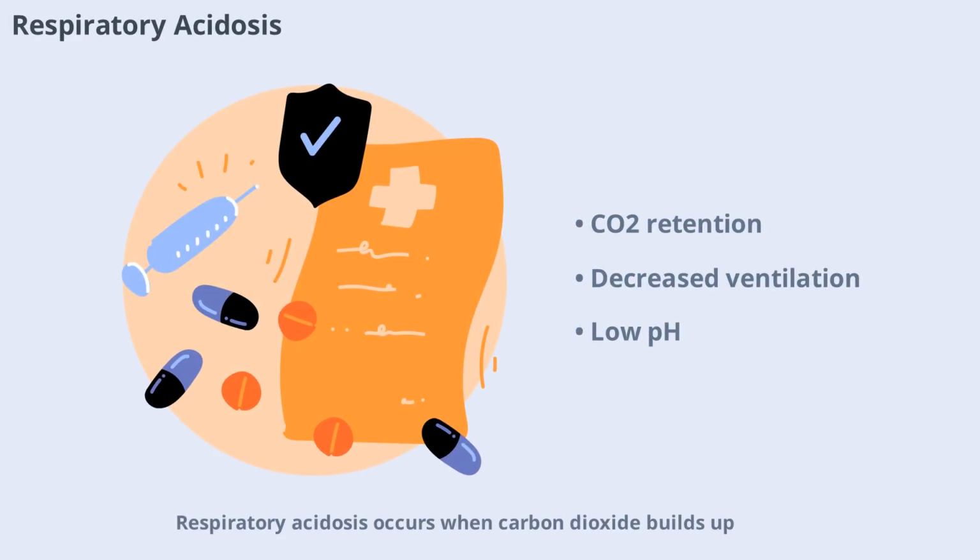Respiratory acidosis occurs when carbon dioxide builds up in the blood due to decreased alveolar ventilation. This can happen in conditions like chronic obstructive pulmonary disease, COPD, drug overdose, or neuromuscular disorders. The excess CO2 lowers the pH, leading to acidosis. Recognizing respiratory acidosis is crucial, as it often signals underlying respiratory failure or hypoventilation. Let's look at the typical ABG findings and clinical scenarios.